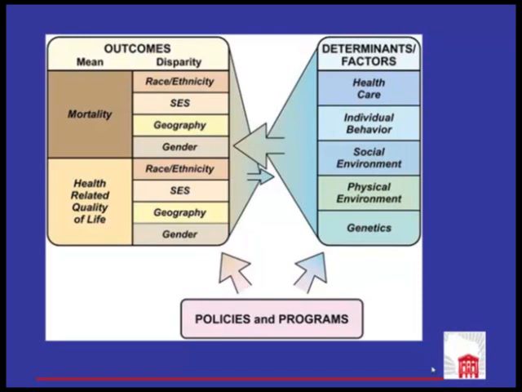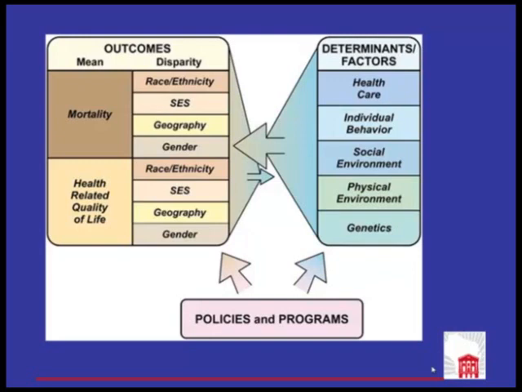And in addition, the model breaks down disparities to say that we're not only concerned about race and ethnicity, which is an important disparity domain, but socioeconomic status, geography, and gender. On the right-hand side, the determinants or factors, which are identical to those in the Evans and Stoddard model, and then at the bottom, indicating that it's policies and programs that impact on these factors and these outcomes in order to change both of them.